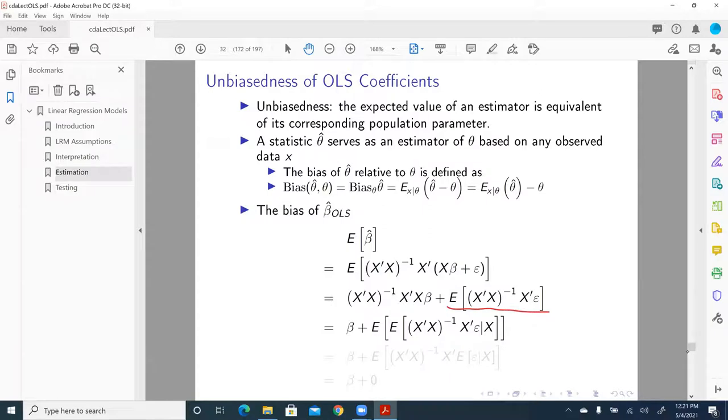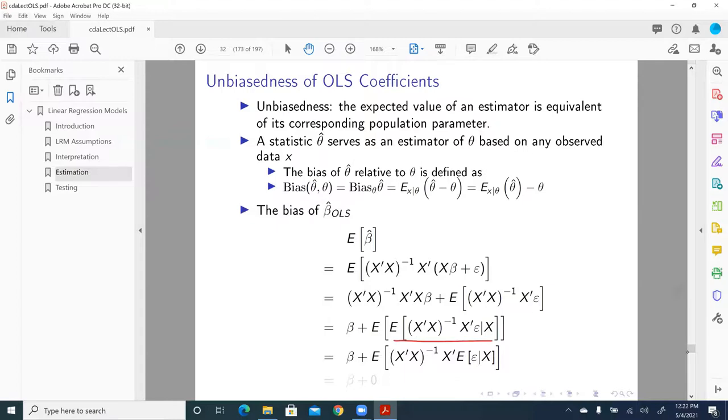And on the right-hand side, we're going to add a little bit of operation to get to the result that we want. So I'm going to take a conditional expectation of X prime X inverse X prime epsilon, conditional on X. Then I'm going to take an expectation over X. So taking the conditional expectation given X, then taking the expectation of that, they cancel out, okay? And why we go through this additional step, you will see in a minute.